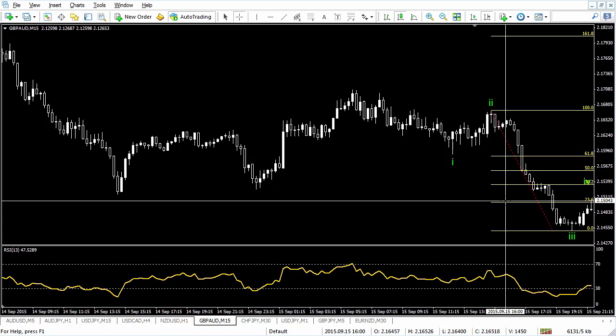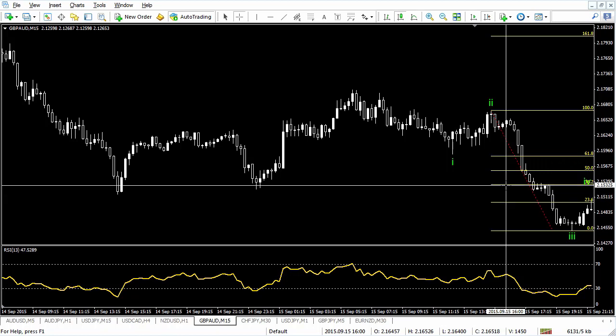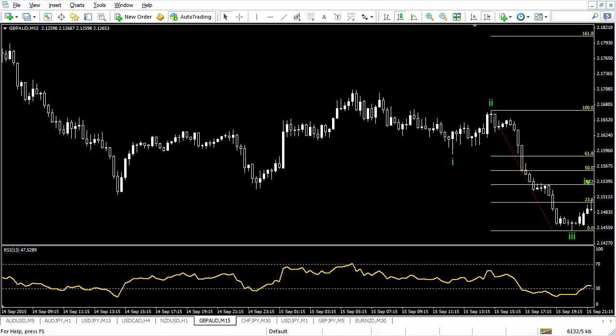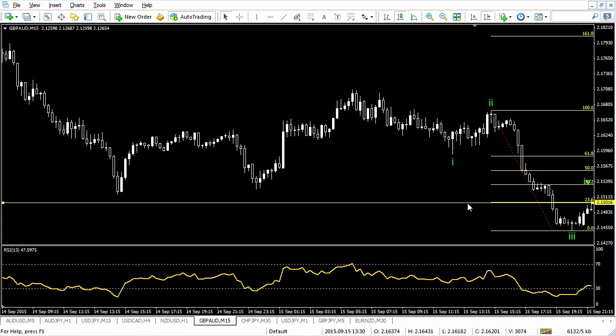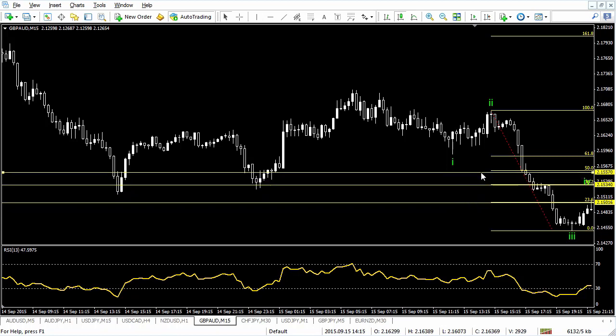For the entry 1, we would use what? 23.6 that comes at 2:15:01. For the entry 2, we would watch for 2:15:34. This is an aggressive trade, so we are always going to have 2 entries. So this would be the entry 1, entry 2. For the stop loss, we would go with the 50%, so 2:15:59.